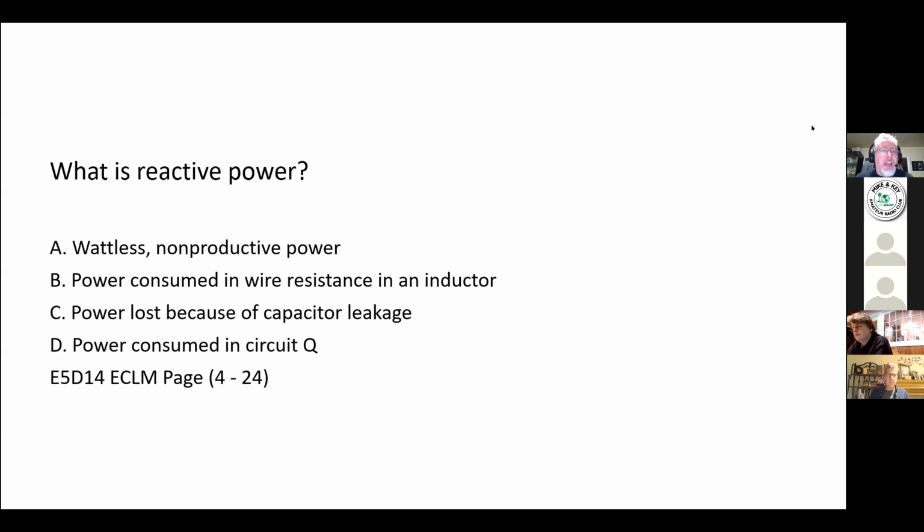What is reactive power? A, wattless, non-productive power. B, power consumed in a wire resistor in an inductor. C, power lost because of leakage or capacitor leakage. D, power consumed in a circuit Q. Alpha is correct. Wattless, non-productive power.